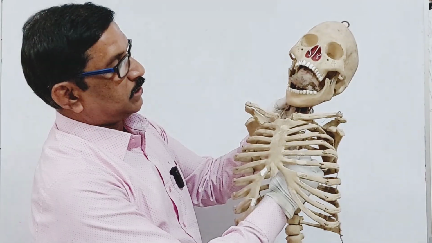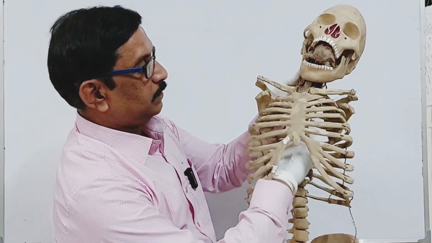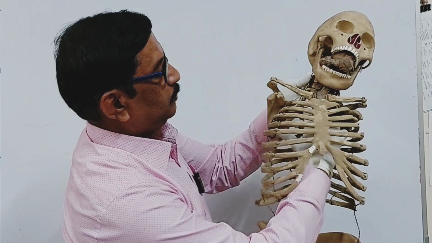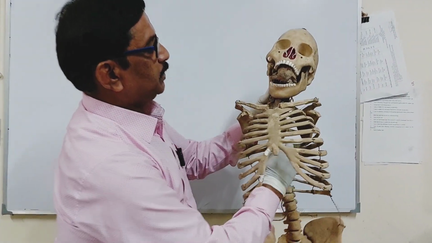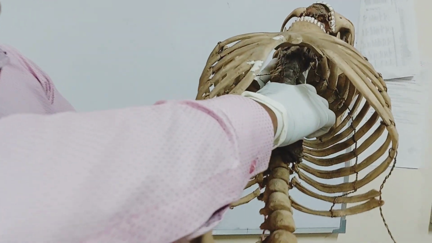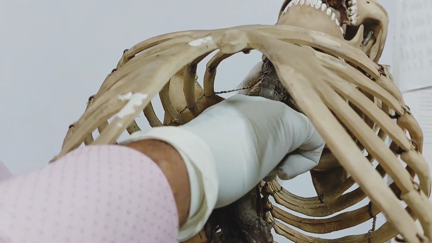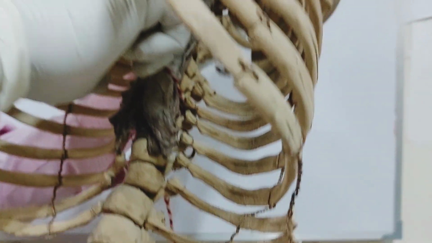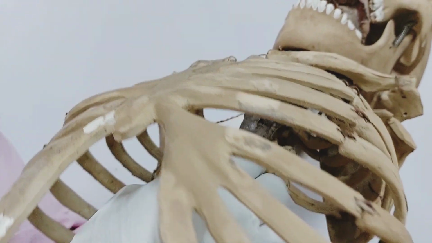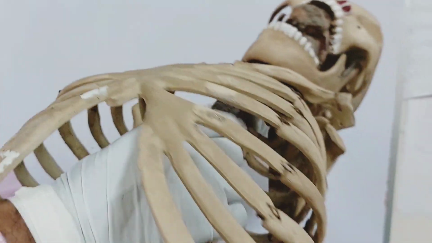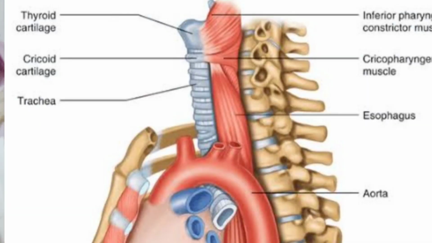And this is the structure on the posterior wall of the thoracic cavity, which lies in front of the vertebra. Can you see? This is the vertebral body. In front of it is the trachea, and behind the trachea and in front of the thoracic vertebral body is the esophagus. So esophagus behind and trachea in front. In between these two there is a groove called the tracheoesophageal groove. In this groove you can find one nerve, the recurrent laryngeal nerve.